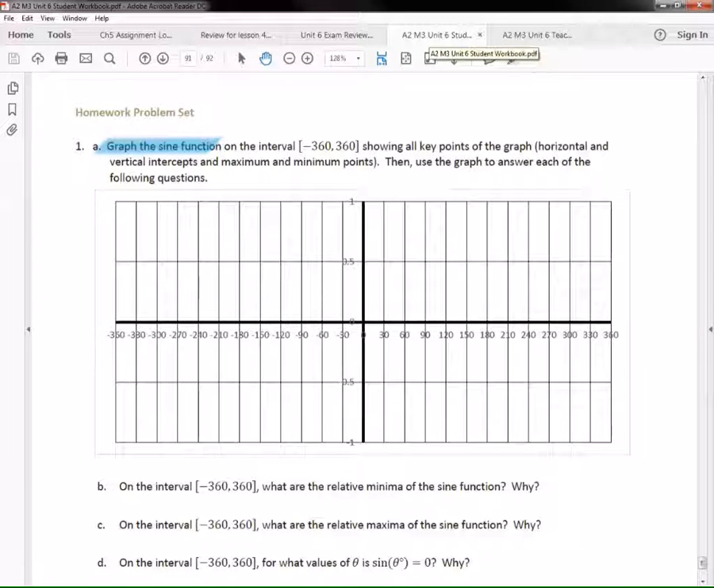And when you do that, you get 0. And for 90 degrees, you get 1. For 180, you get 0. For 270, you get negative 1. And then for 360, you get 0 again. Connect the dots. This is what you get. This is what we got yesterday with the noodle graphs.